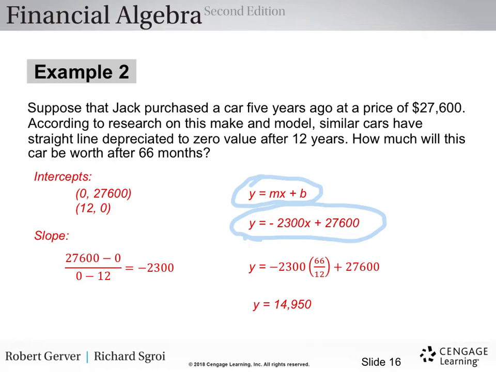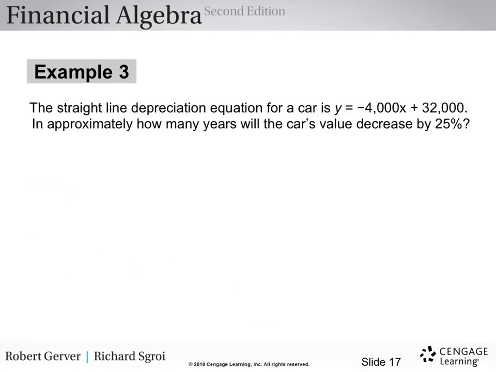Now, we want to figure out the value after 66 months. Well, in this equation x is in terms of years. So how many years is 66 months? In place of x, we're going to plug in 66 divided by 12. That'll give us the number of years. If we crank out the numbers on our calculator, the value after 66 months will be $14,950.